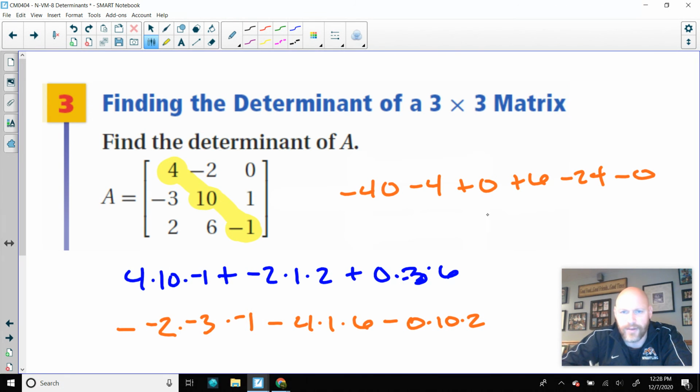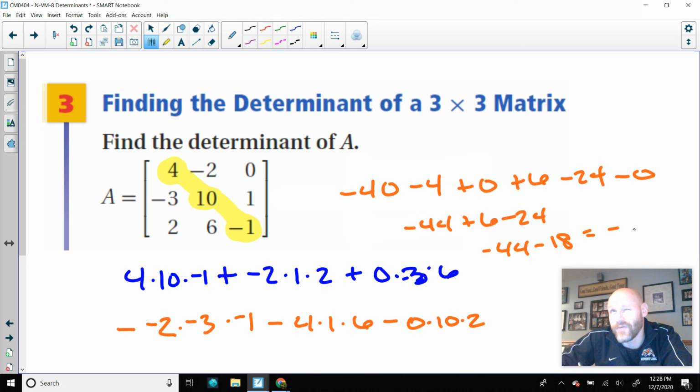And we'll just combine those. -44 plus 6 minus 24. This is going to be -44 minus 18, which gives us -62. I wrote 64, but it's -62, and that would be the answer.